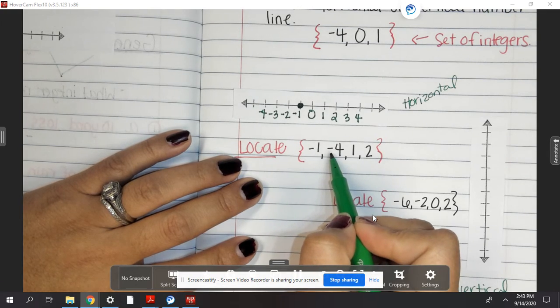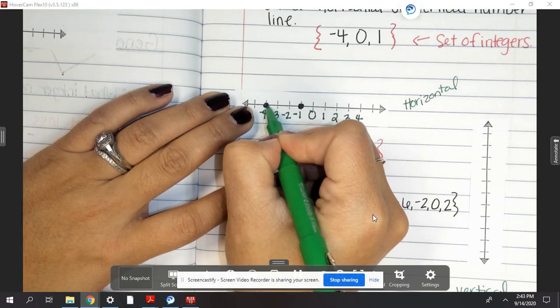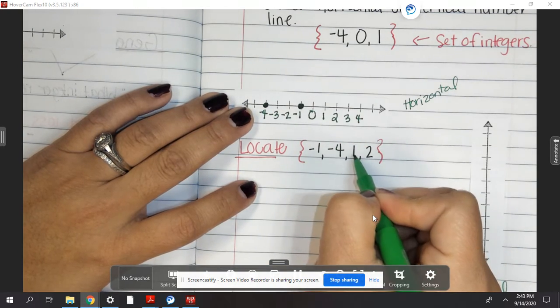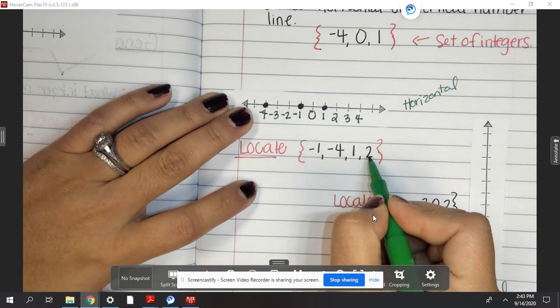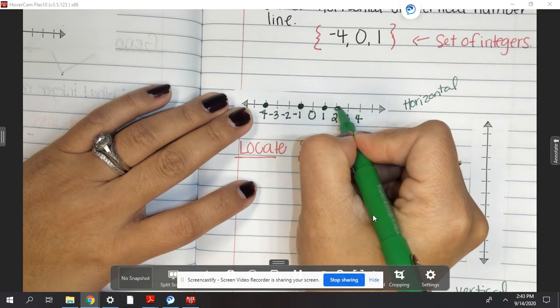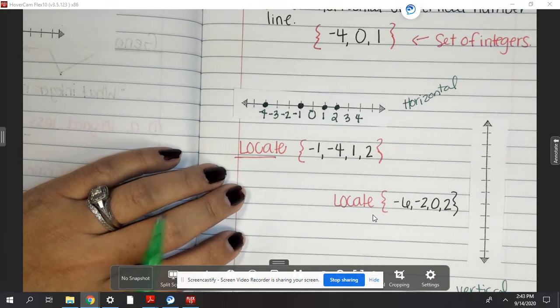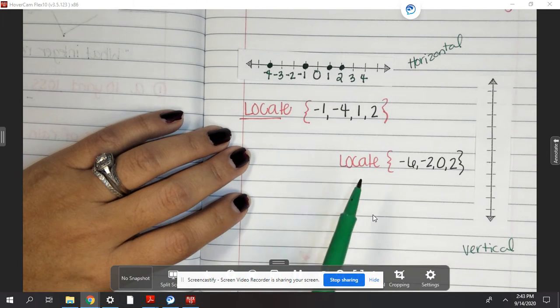The next integer we're going to locate is -4. -4, located there. The next integer is a +1 here, and the next one is a +2. So you have just completed that assignment, locating these sets of integers on a number line. Now, we're going to do the same thing here.